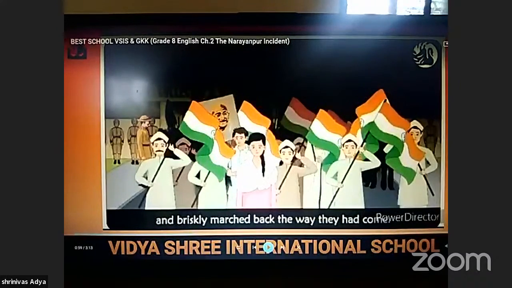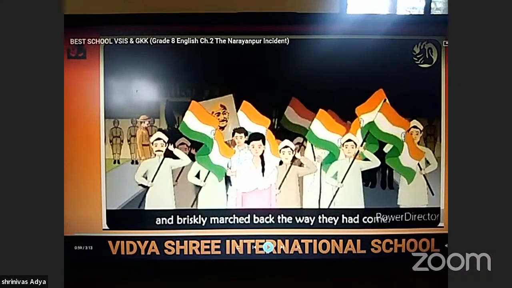What was so unusual about this protest? The unusual thing about this protest was they walked slowly without raising any slogans. They did not shout any slogans against the British, or against any British police officer. They just silently led the march. And at the end of the march, one girl came forward, handed over a letter to the DSP, and they all returned. Okay, this is the first part of the story.